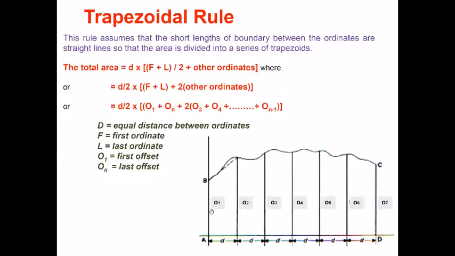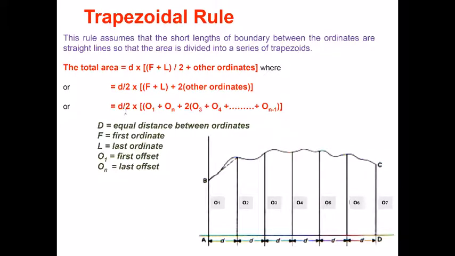So that means if we are working with this diagram over here, according to this equation, we would have d multiplied by 1 plus 7, and they have taken this common over here, divide by 2 plus the other ordinates O2, O3, O4, O5 and O6. But what they have done is that they have taken 2 as common. So that means this becomes d by 2 and this becomes 2 into other ordinate.